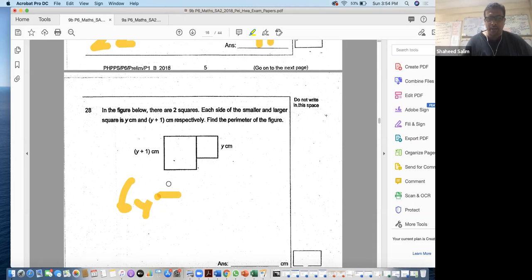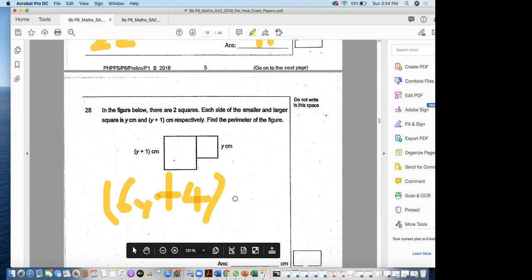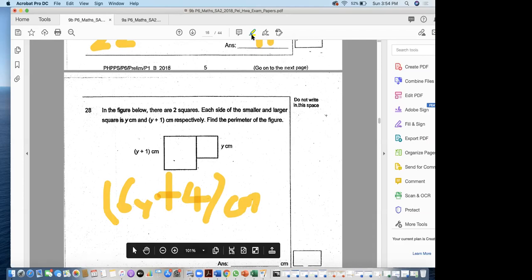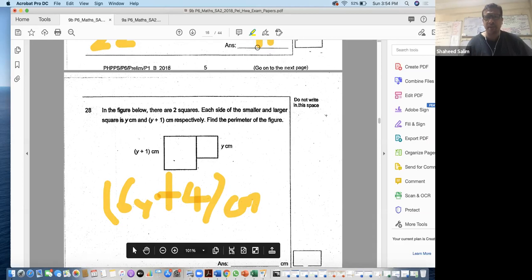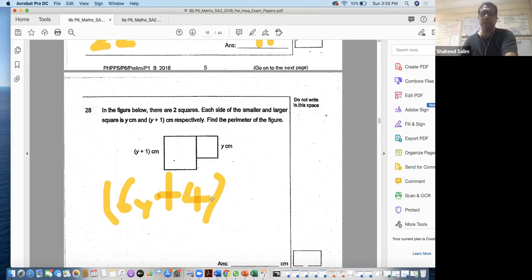Shafika, is this your answer? Your voice disappeared. You are saying this is the answer. Bracket CM. What? I don't know, Shafika. Are you saying this is the answer? Your voice disappeared. Can you type into the chat? Your voice just disappeared again. I cannot hear.